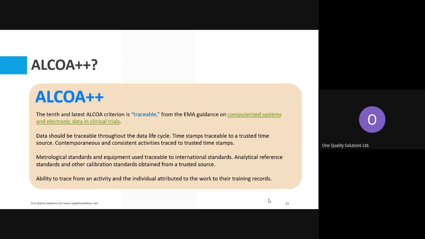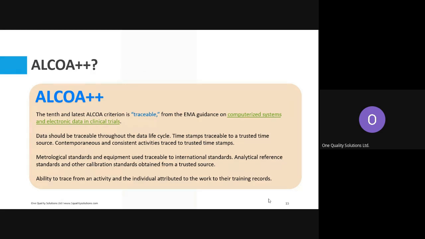So this is new information for all. Apart from the ALCOA plus, now we have another criterion, which is known as ALCOA plus plus. That is traceable. The EMA guidance on computerized systems and electronic data in clinical trials included these criteria in their guidance documents. So it means data should be traceable throughout the data life cycle.